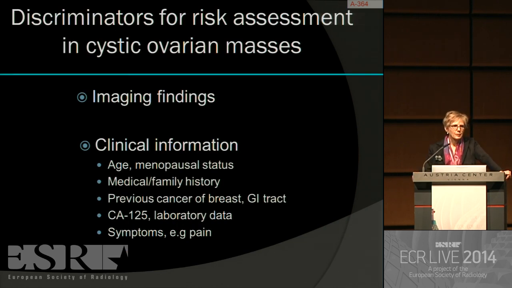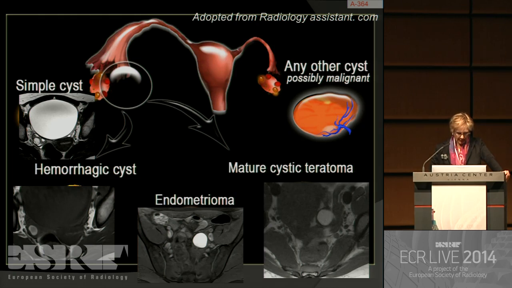The discriminators that are used are clinical information and imaging findings. This clinical information includes age, menopausal status, and family history. Very important is the clinical history of cancer, laboratory data, and we should also not forget symptoms. And it's imaging that plays an important role in this risk stratification.